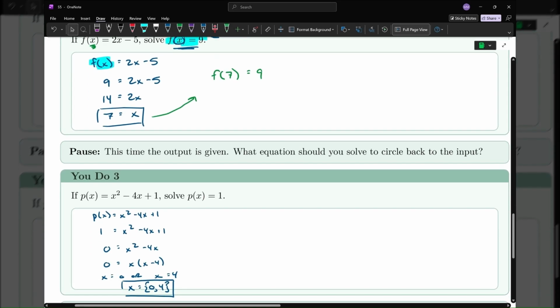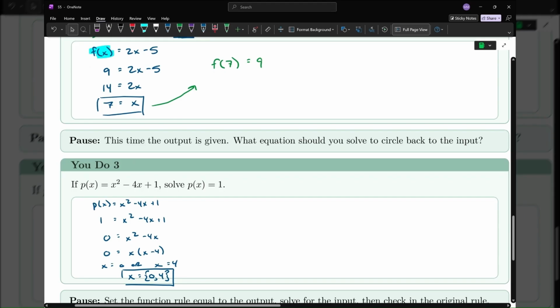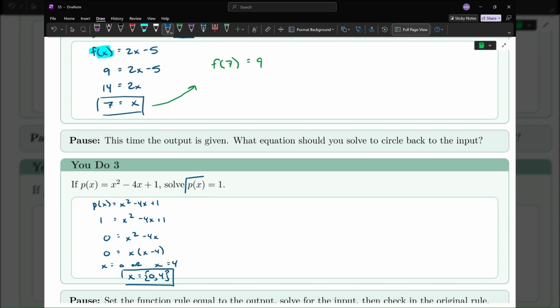Okay, we're back. So here you can see, just like last time, we know p of x is 1. That's an output. So an output is 1. So we are going to put 1 in the output spot, not the input spot, and then we solve back for the input. So from there, I get a quadratic. I get x is 0, x is 4. So either of those inputs would have given you that output of 1.